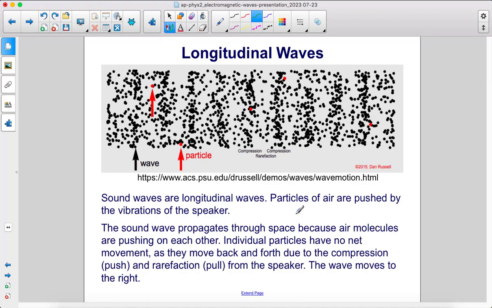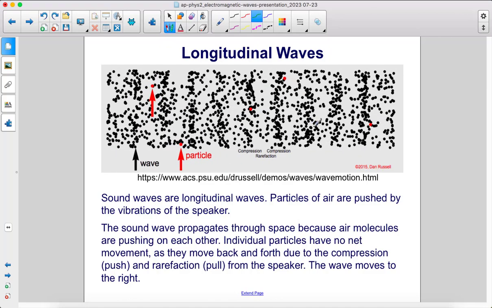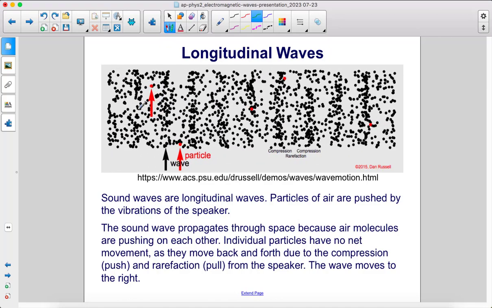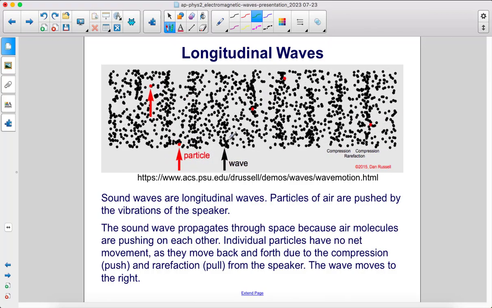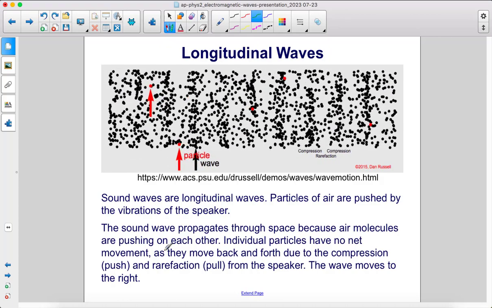Sound waves are longitudinal waves. Particles of air are pushed by the vibrations of a speaker. The sound wave propagates through space because air molecules are pushing on each other. Individual particles have no net movement. Like one particle is not going to go all the way across the room. They move back and forth due to the compression and rarefaction from the speaker. However, the wave moves to the right.